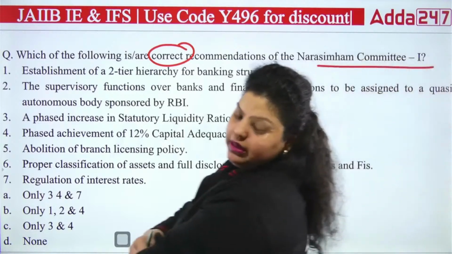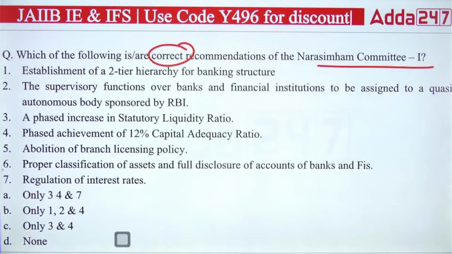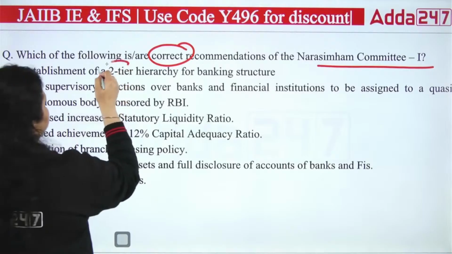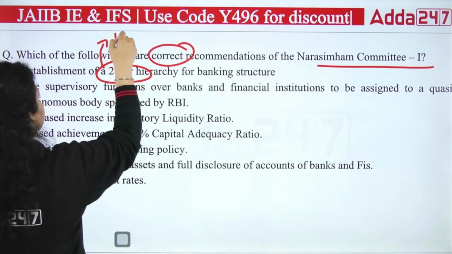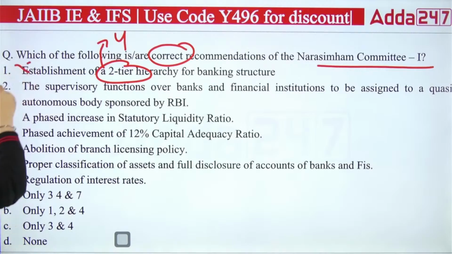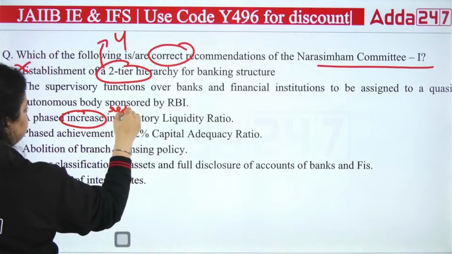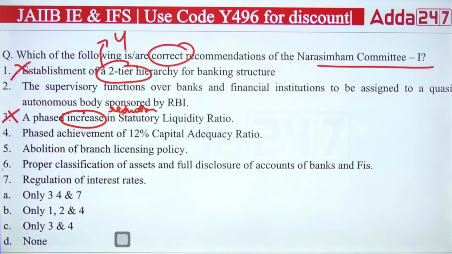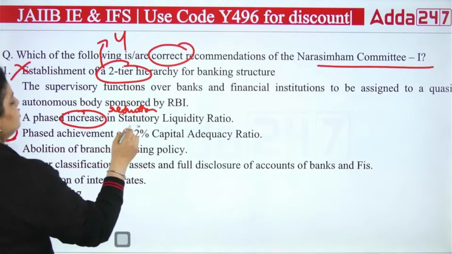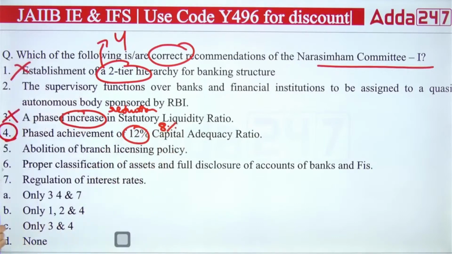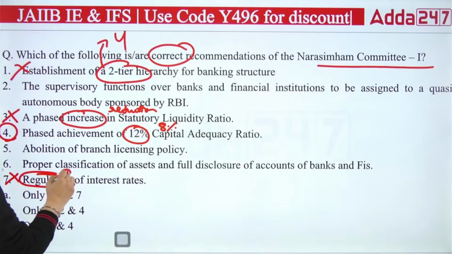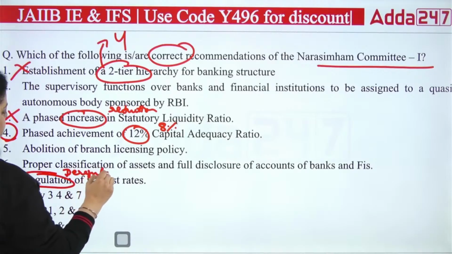Do answer very carefully. The recommendations have been asked. The first is not correct, because it should not be 2-tier, it should be 4-tier hierarchy. First is wrong. Third is also wrong, because it's not a phased increase, it's a phased reduction. So third is also wrong. Fourth is also wrong, because it's not 12%, it is 8%. Fifth is correct, sixth is also correct, but the seventh is wrong, because it is not regulation, it is deregulation. Deregulation we are talking about.